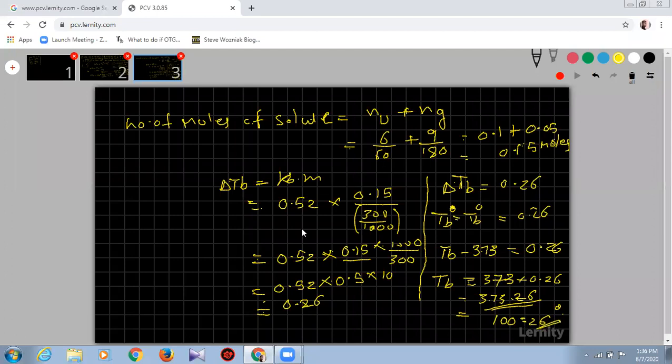If anyone wants, you can take this down in Kelvin. About the KB value, you can take it as 0.52 itself; here you can take the data as 0.52.